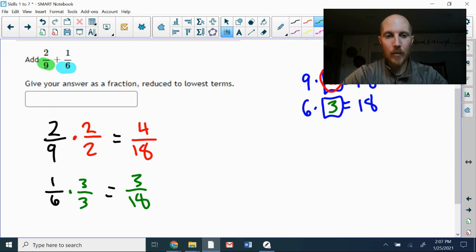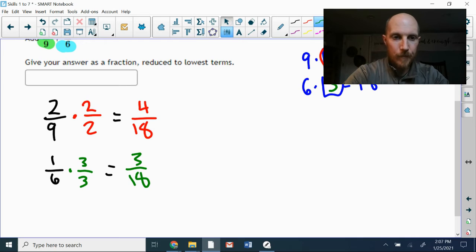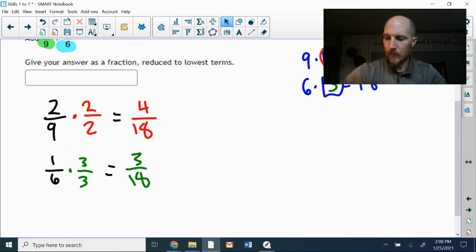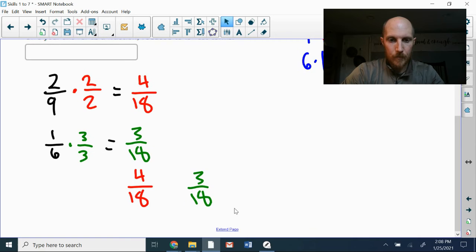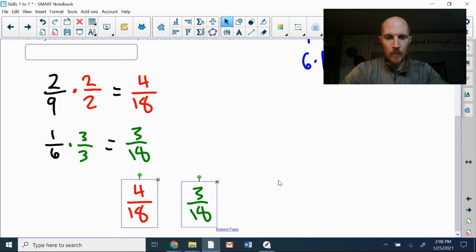Okay, now I'm going to rewrite my problem using these two new fractions. It'll be 4 over 18 plus 3 over 18. Let's see if I can get this to just copy and paste down here. Add.